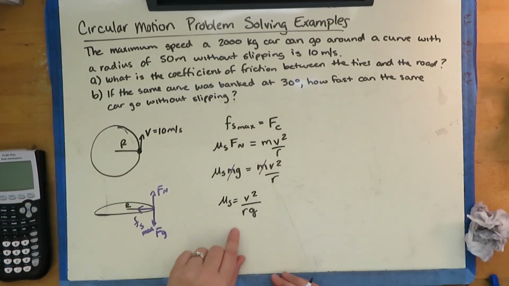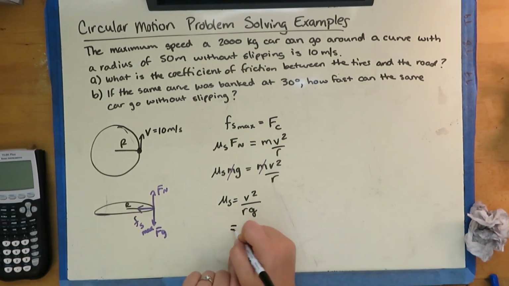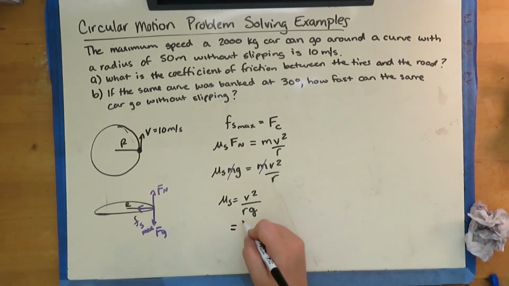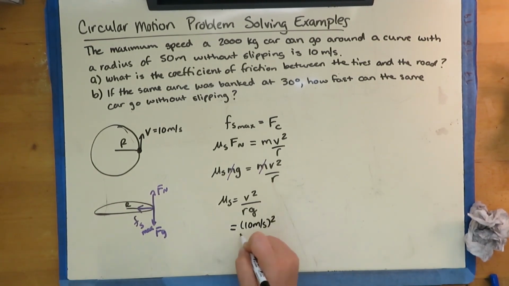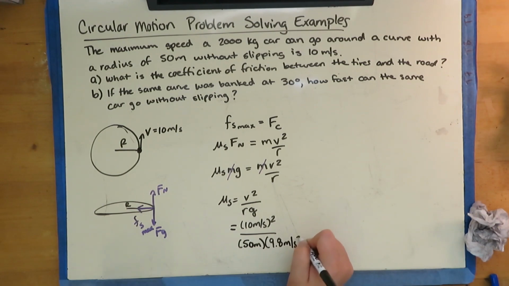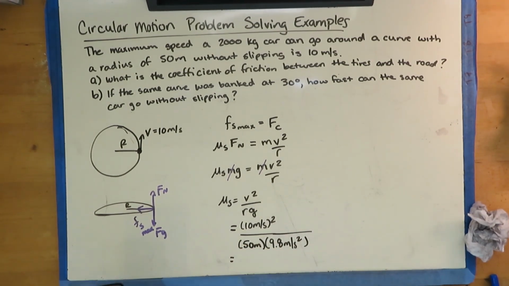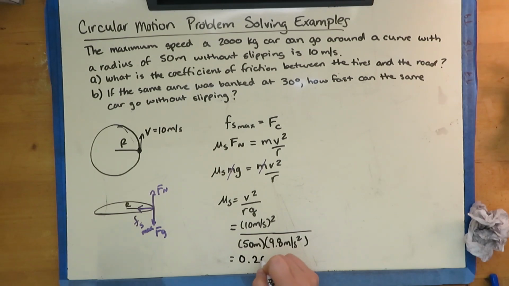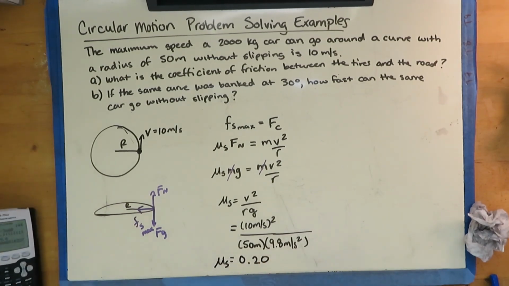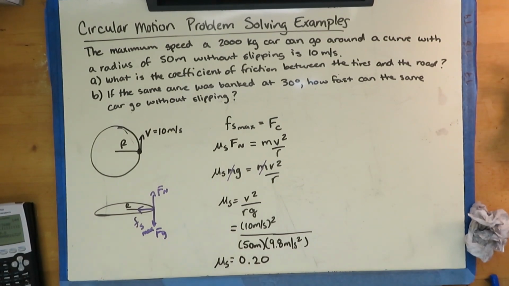So from that, you could plug in numbers, and we could get a coefficient. Our coefficient would be v squared, which is 10 meters per second squared, over a radius of 50 meters times acceleration due to gravity, 9.8 meters per second squared. And our coefficient would be 10 squared divided by 50 times 9.8, which would be about 0.20. So that's kind of a moderate value. Rubber between tires and the road is usually a pretty high value.